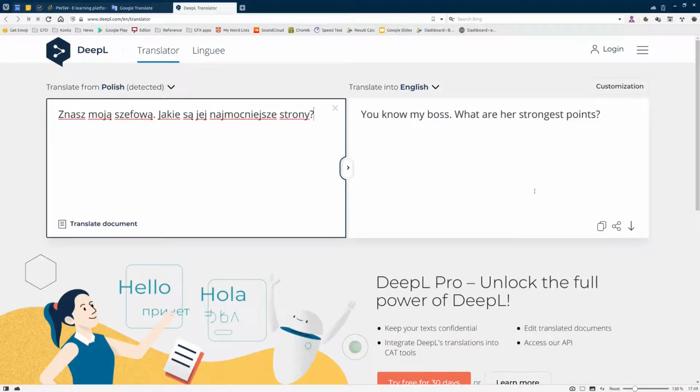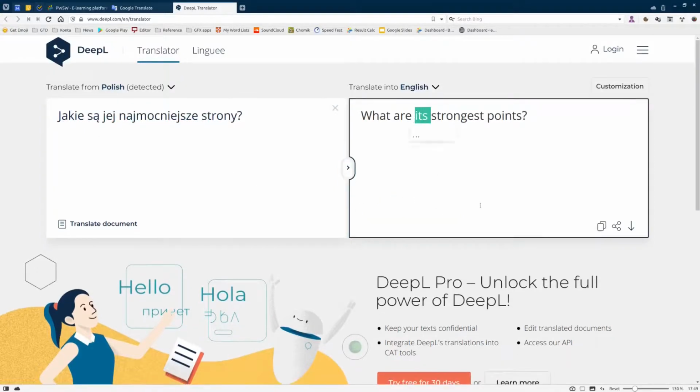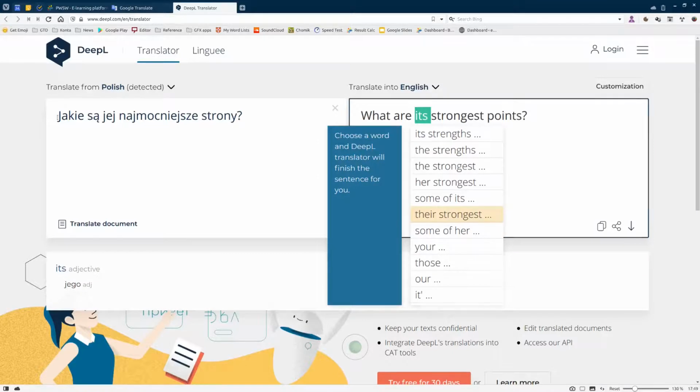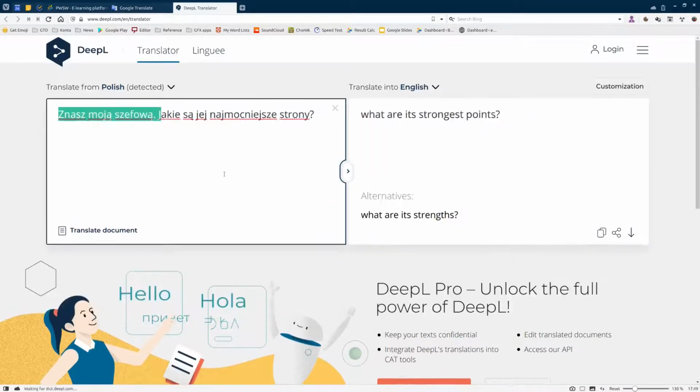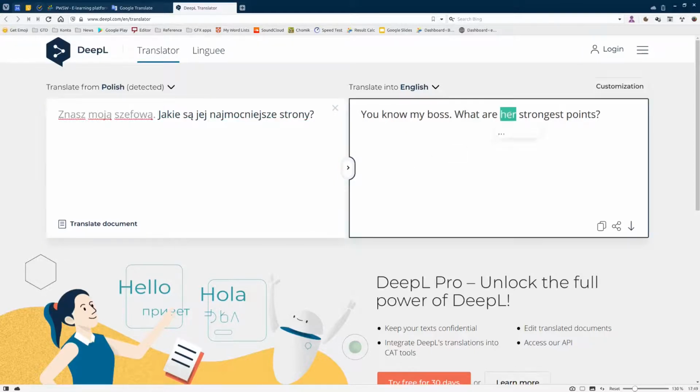Well, wasn't I wrong? So let's try without this. So you can see that without this first sentence, we've got "its", right? And with the previous sentence, this is changed to "her".